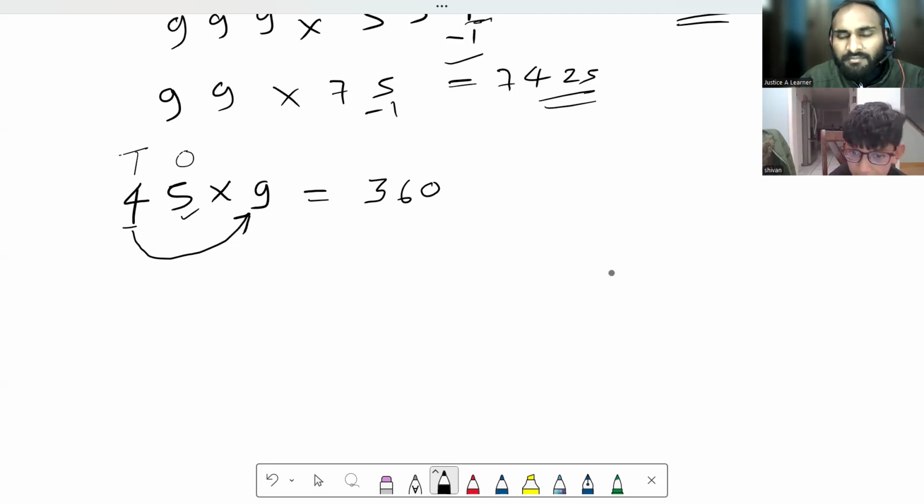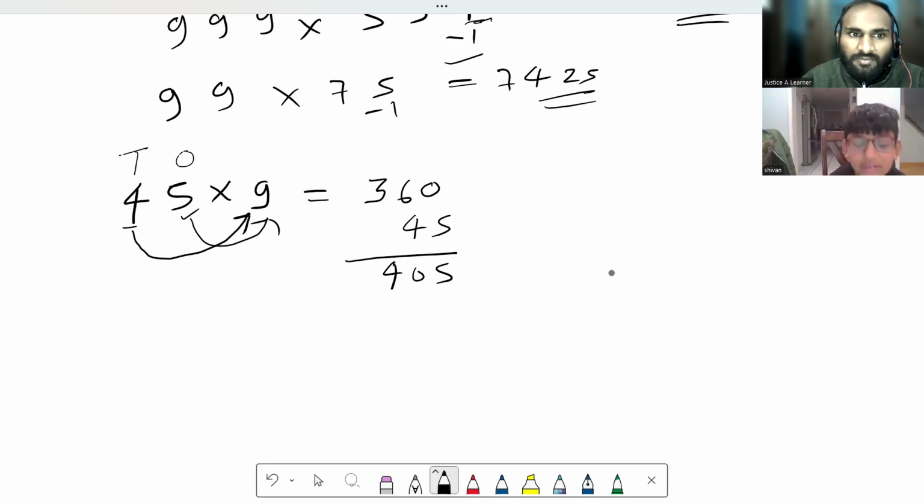Are you getting my point? And then we will multiply with this. Now you tell me, 5 9s are 45. And then we will add with this number, and then the result would be 360 plus 45 is equal to 405. Yeah, great. So that's how we'll be able to solve.